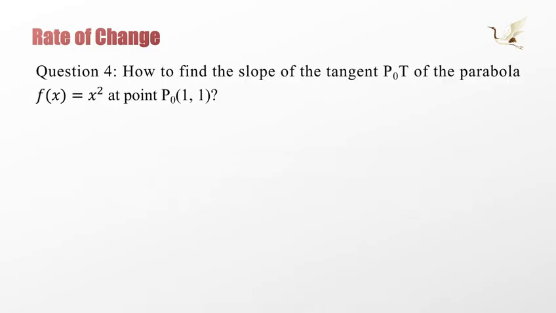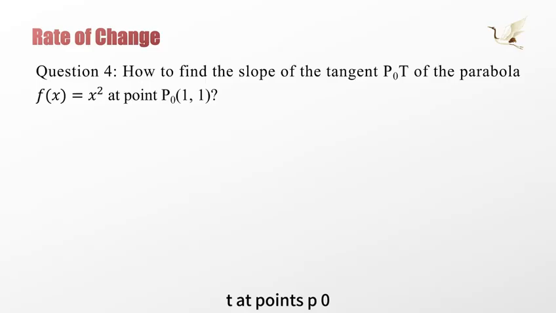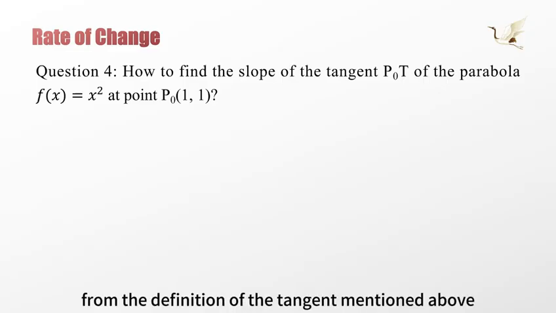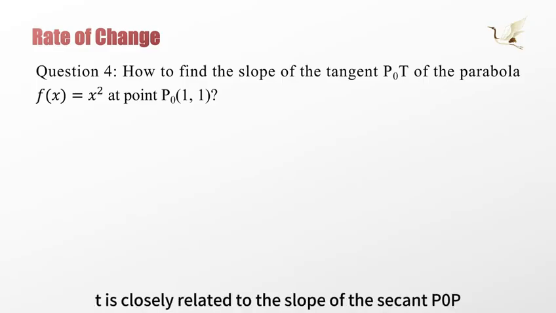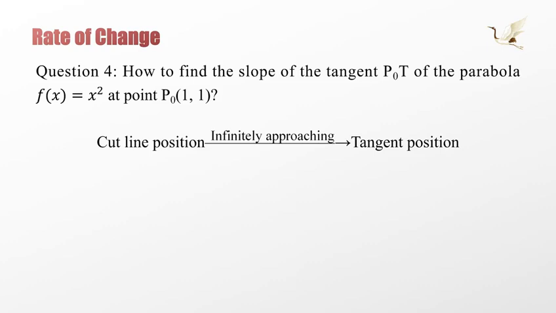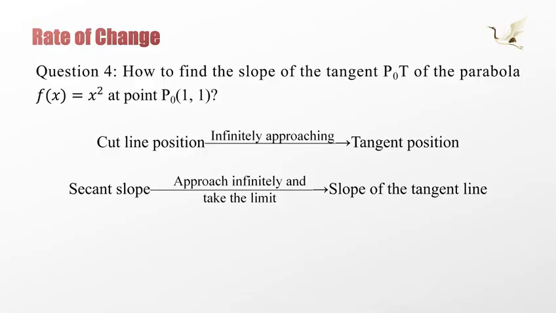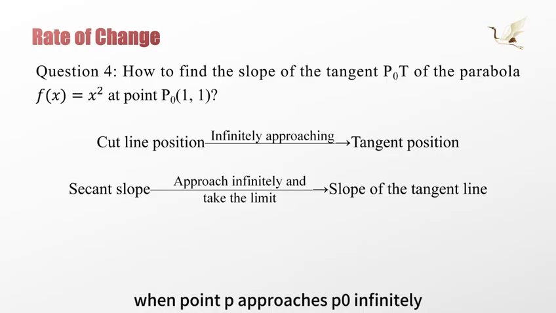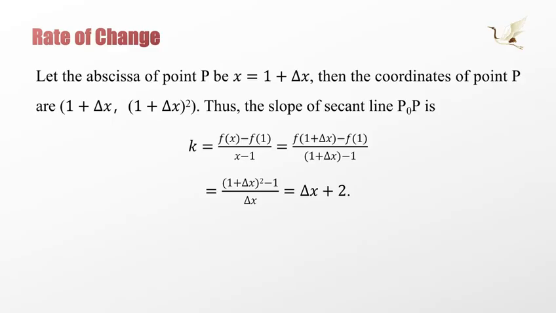So how do we find the slope of the tangent P0T at point P0 (1, 1), where the parabolic curve f(x) is equal to the square of x? We can know from the definition of the tangent mentioned above, the slope of the parabolic tangent P0T is closely related to the slope of the secant P0P, since the tangent is the limit position of the secant. So the slope of the tangent should be the limit value of the secant slope when point P approaches P0 infinitely. We can use a similar method to the previous class to study.